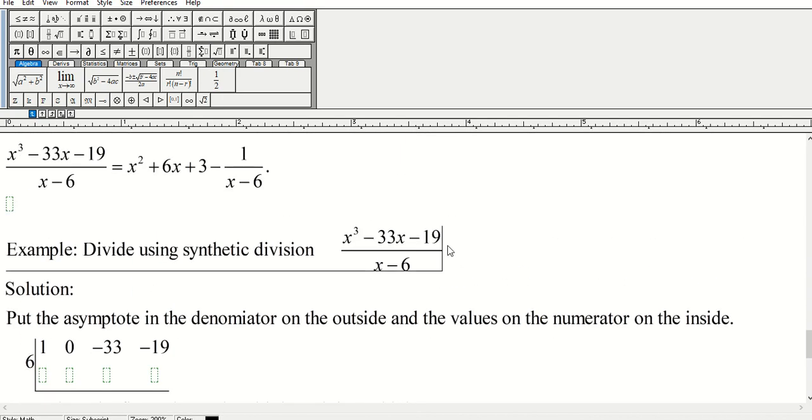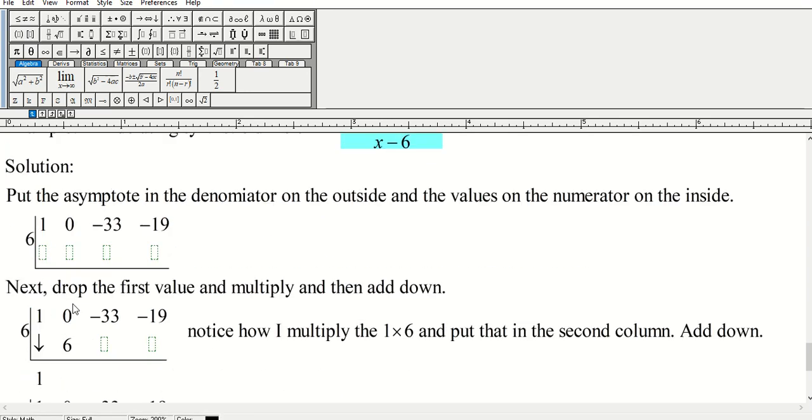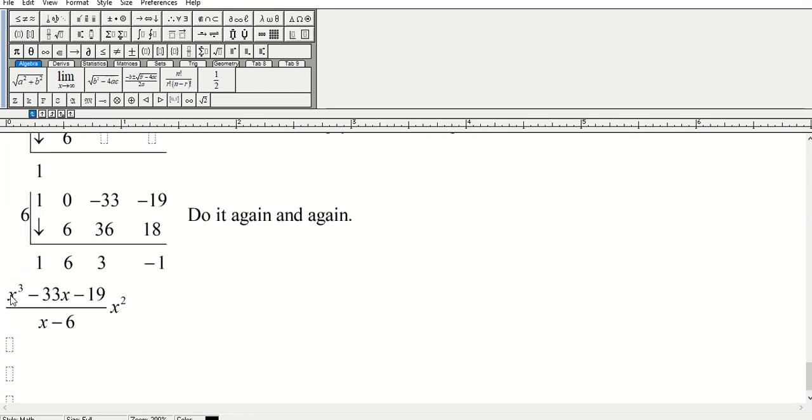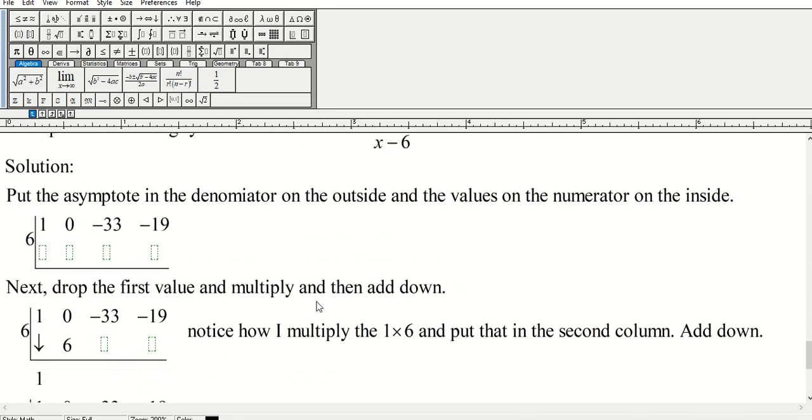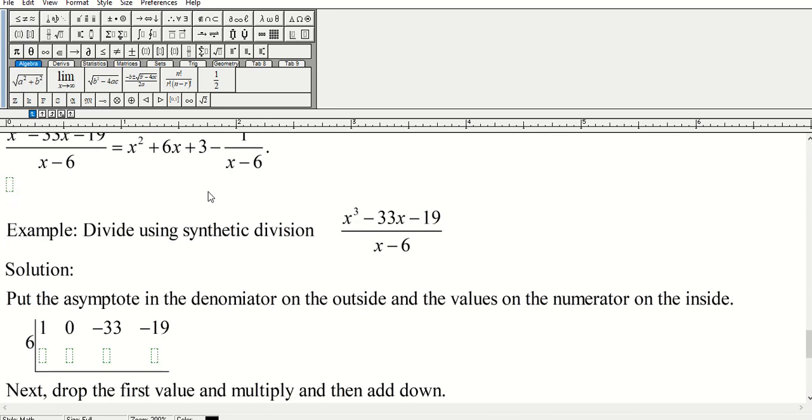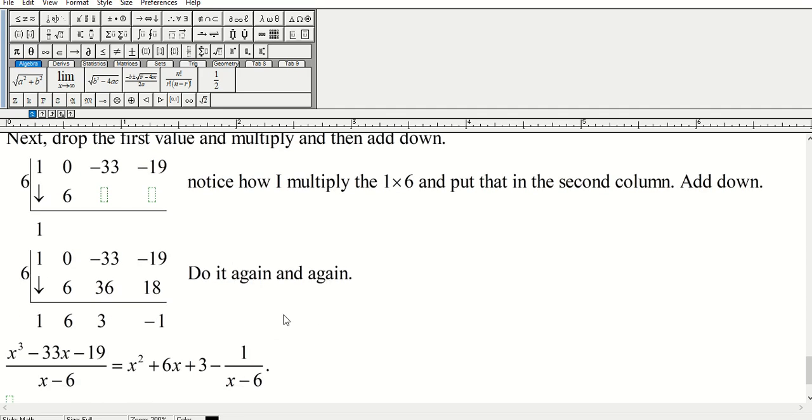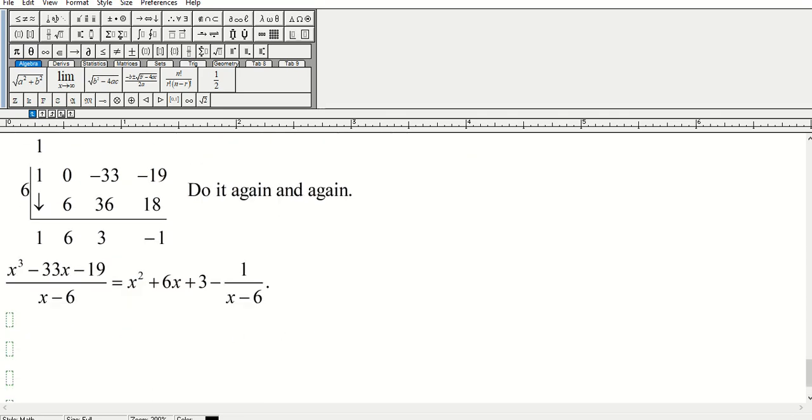Let me go get the original problem so I can put that equals. Equals. That thing's an x squared. This thing's going to be a 6x. This is going to be a plus 3. And then this last one becomes my remainder, because it's on the end, so I'm going to get a negative 1 over x minus 6. And if this worked, I have done this, and I should get the same answer. Okay, you ready? Let's go do this again.